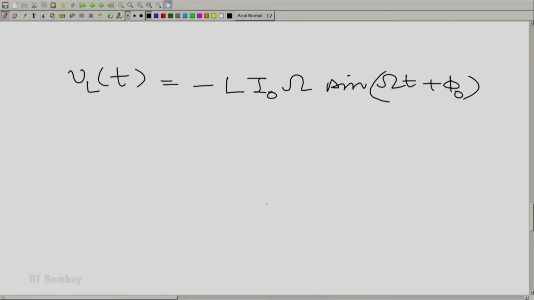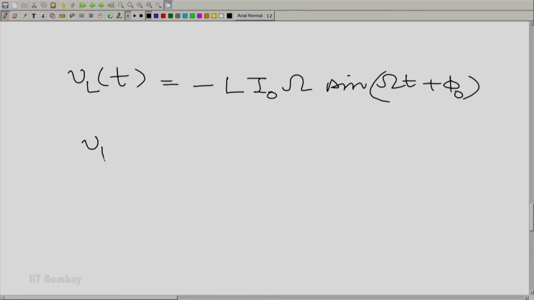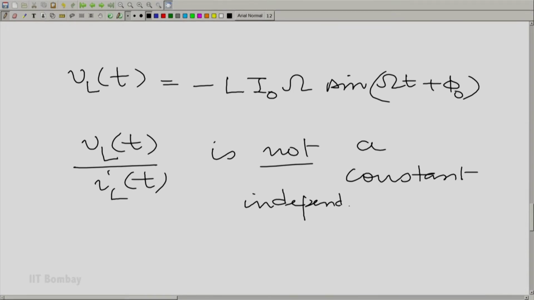Now, of course, you can see that there is essentially a 90 degrees phase difference between the voltage and the current. We know this for a sinusoid. If you have a sinusoidal excitation in an inductor, there is a 90 degrees difference between the voltage and the current. The same can be worked out for a capacitance. But unfortunately, v_L(t) by i_L(t) is not a constant independent of time, and that is where the problem is. So, if you talk about sinusoids as they are, you can't quite think of the inductor like you think of a resistor, where there is a proportional relation between voltage and current.